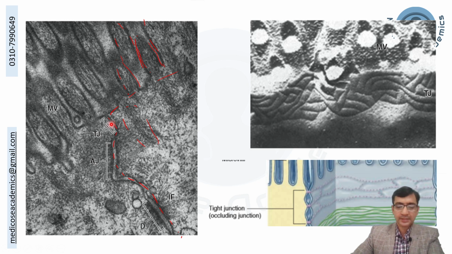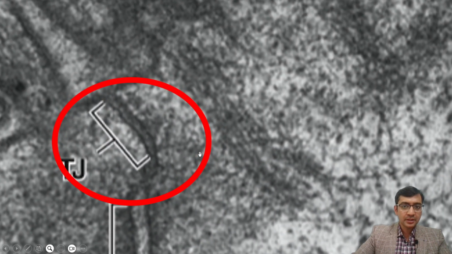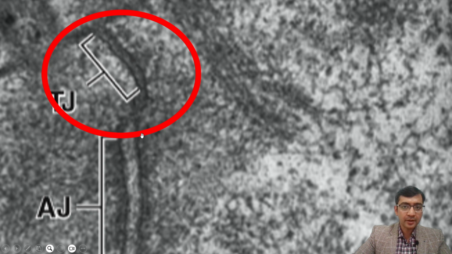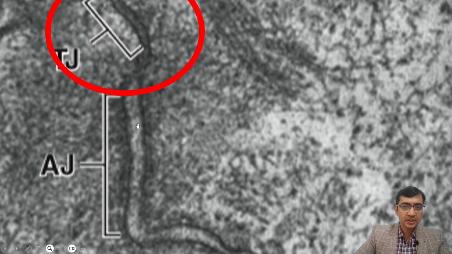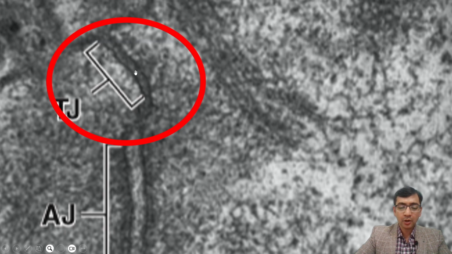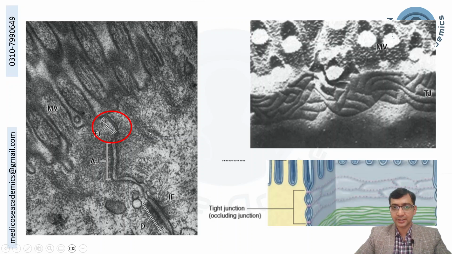So here is the transmission electron microscopy. Here we will see the tight junction, and as you can see, the cell membranes at this point are very tightly opposed. As you compare downwards, you can see a gap between the cell membranes, and here you can almost see no gap. So this is the tight junction.